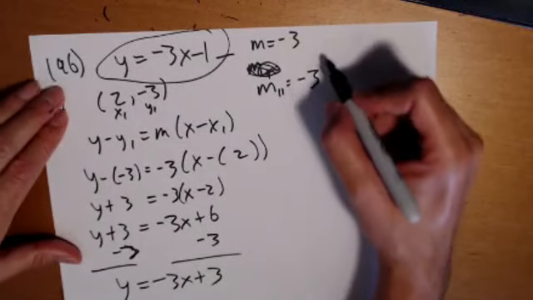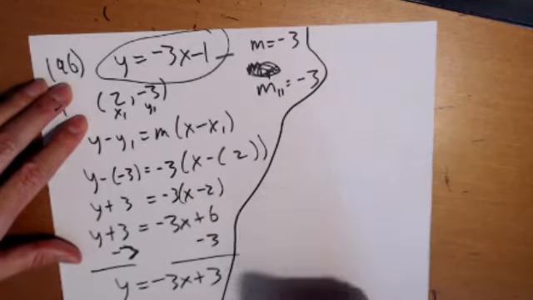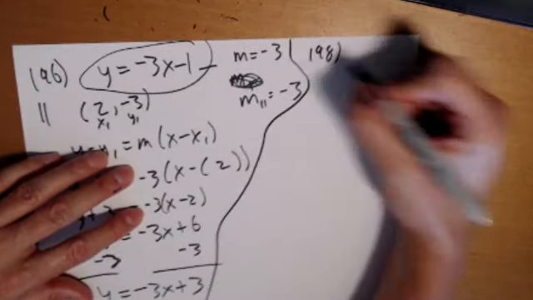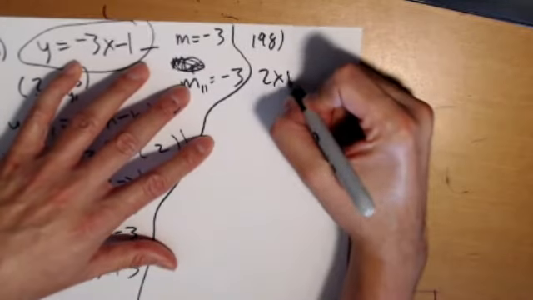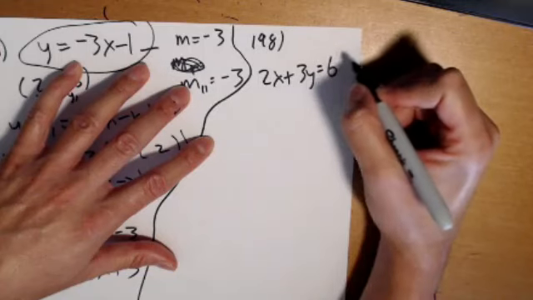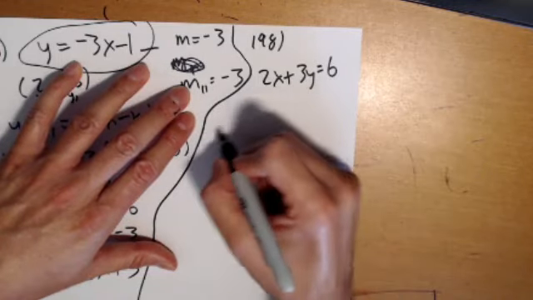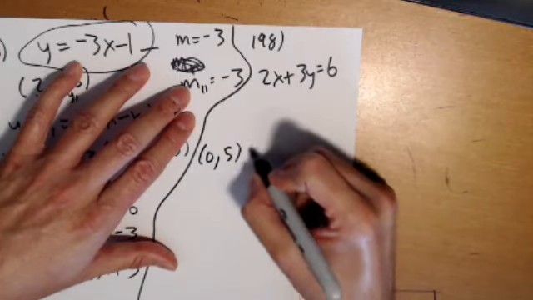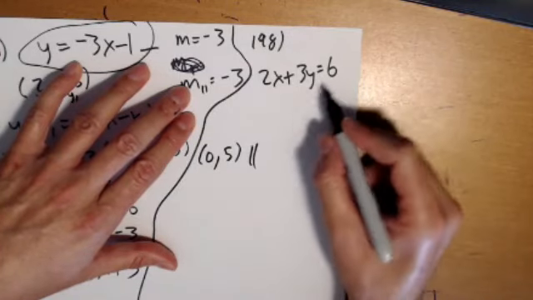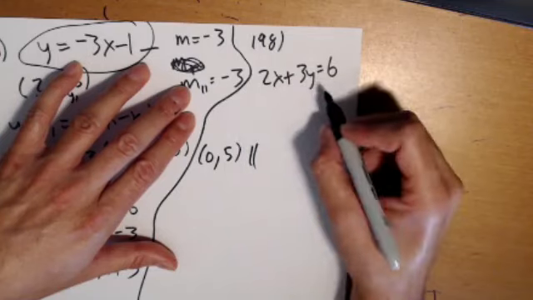Okay, so what about 198? Very similar. They give us the line 2x plus 3y equals 6, and they want it to go through the point (0, 5) and be parallel. So I need to put this into y equals mx plus b form first.